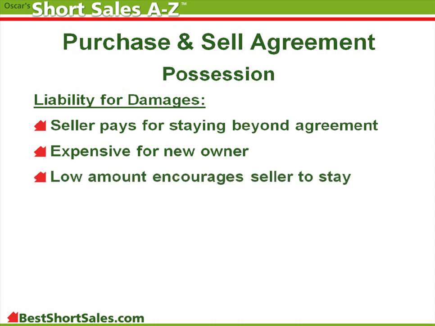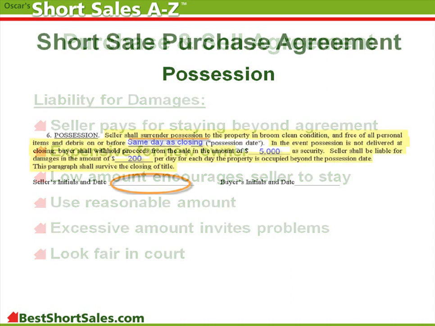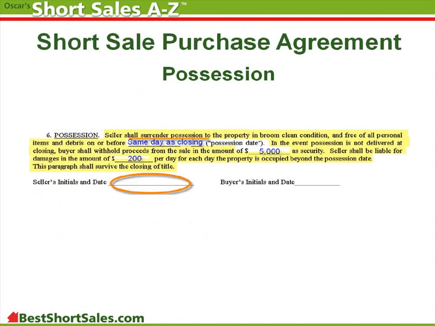Charging a low amount, such as $5 per day for each day the seller stays at the property, is almost encouraging the seller to stay longer. In most areas, $200 per day is what it would cost for a family to stay in a hotel and store their belongings. The main thing is to be reasonable. An excessive amount, such as $2,000 per day, could be seen as an abusive amount and invite problems. If for any reason matters end up in court, you want to come across as fair, not abusive. Have all the sellers initial this page.